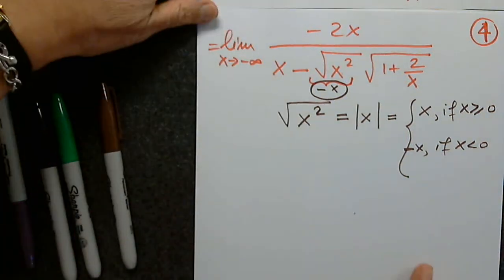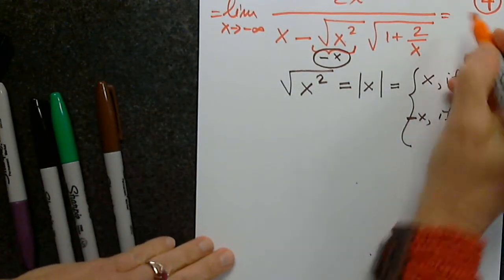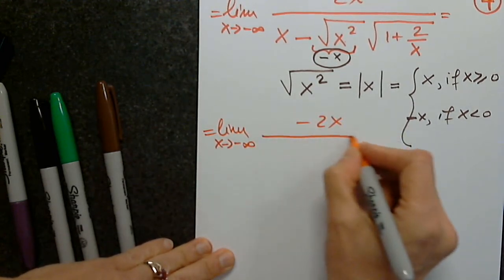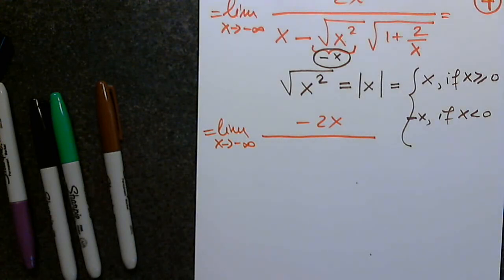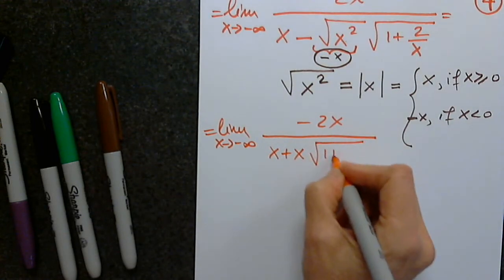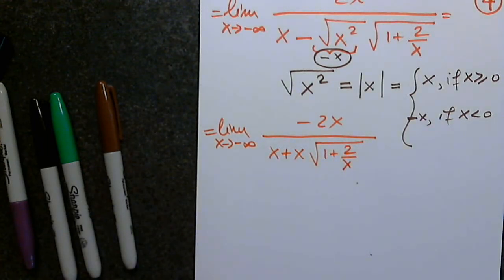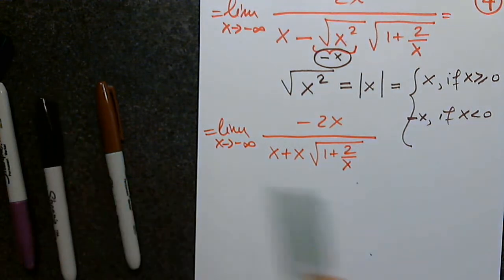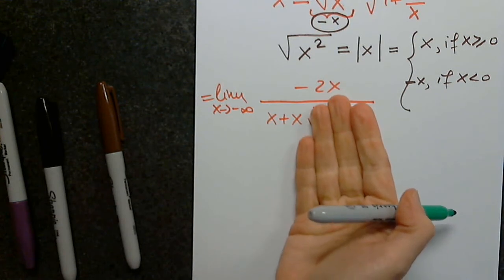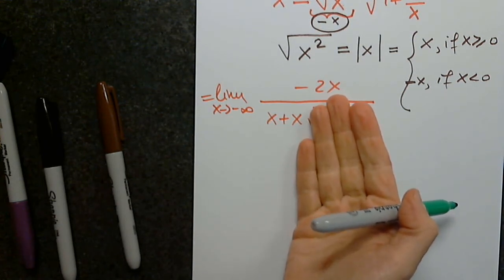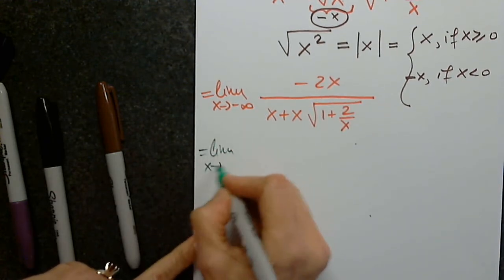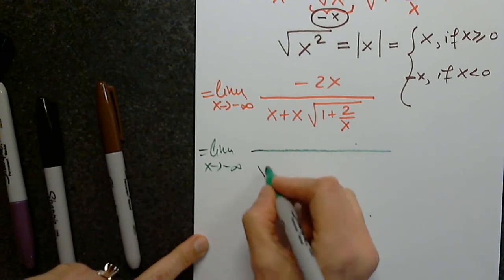So now I copy the top again. I have negative 2x. And now can anyone give us the bottom? x plus x. Awesome. Good. Now, I will factor out the degree. Disregard this for a moment. What is the degree now? 1. Yes. So I'm going to factor out x.